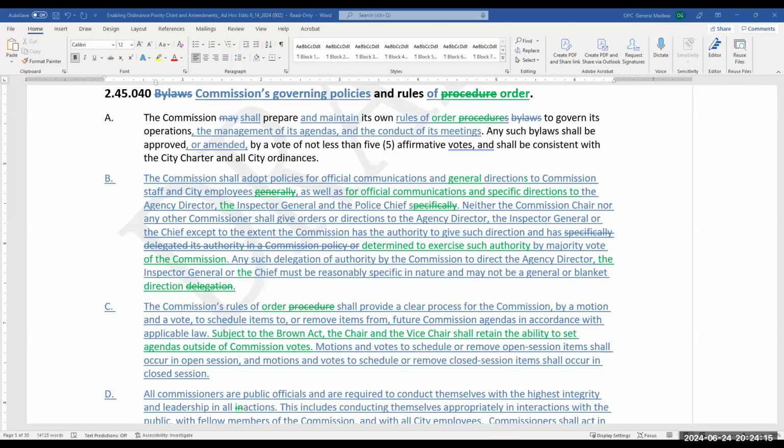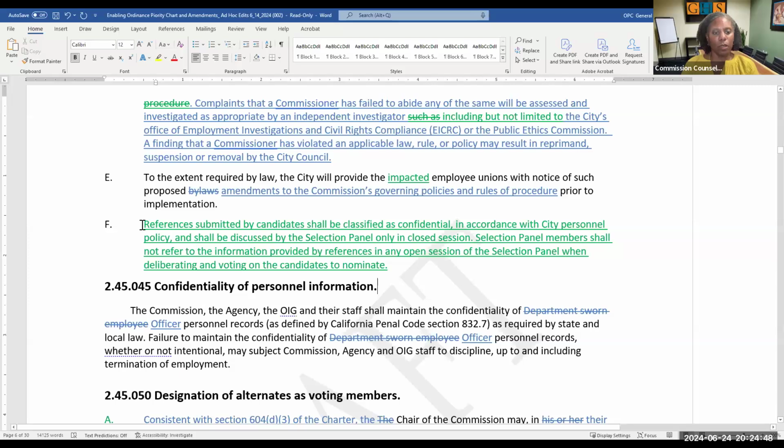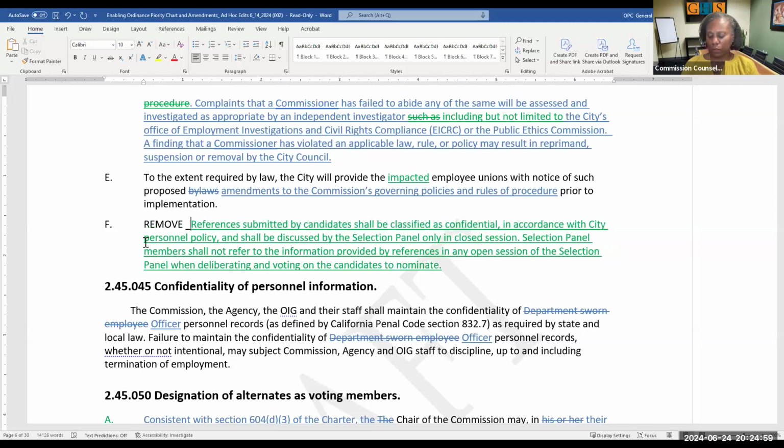I think we have a problem there. I don't understand why F is here. This goes in the selection panel section, not this section. Is it a mistake? Yes, I think that's a duplicate somehow. That's already been in the selection panel section, so we can take that out. Okay.